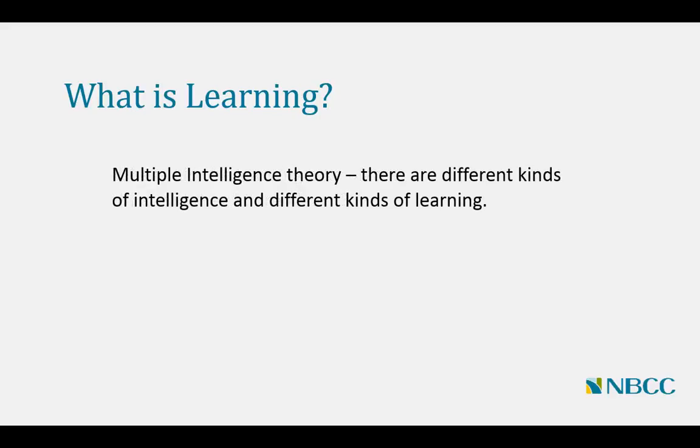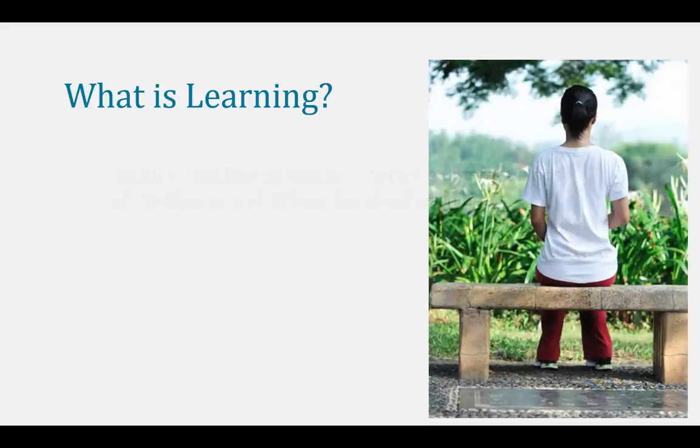Multiple intelligence theory says that there are different kinds of intelligence and different kinds of learning. For example, a teenager spends some time in quiet reflection and thinks about things that are important to her, and she reaches some conclusions about her personal values. So there was no one else there, and the teenager did not receive any new information. Is that learning?